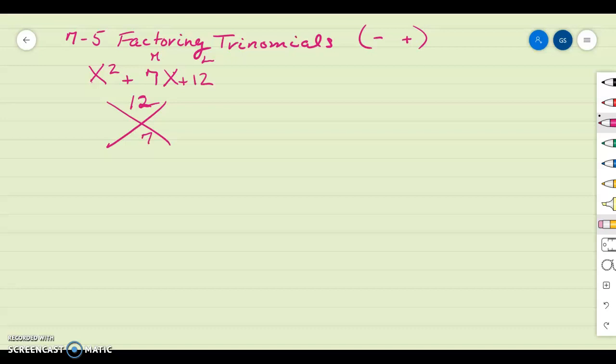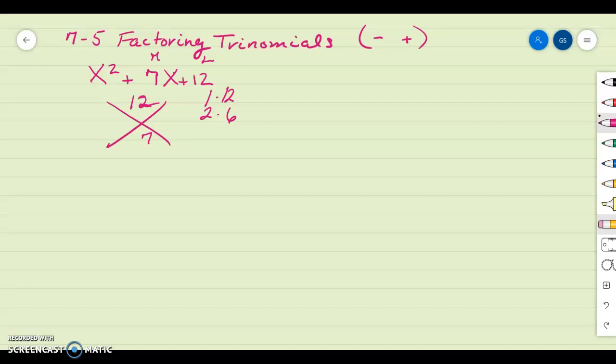We are looking for two numbers that multiply to 12 but add to be 7. Okay, let's see. 1 times 12. Well, 1 and 12 will never add up to 7, right? So we have factors of 1 times 12 for 12, but it will never be a 7 no matter what you do. All right, how about 2 times 6? Well, 2 plus 6 is 8, and 6 minus 2 is 4, so you'll never get a 7 there.